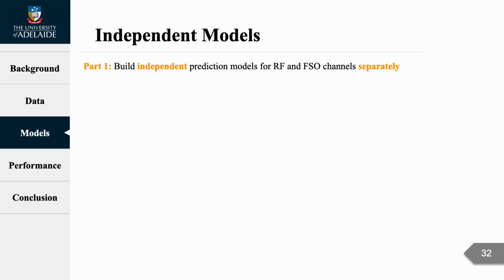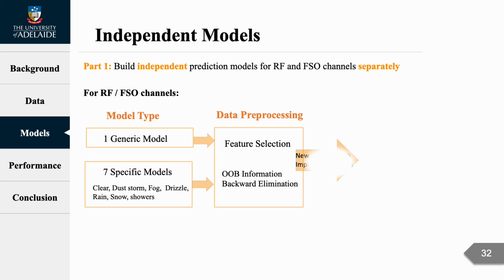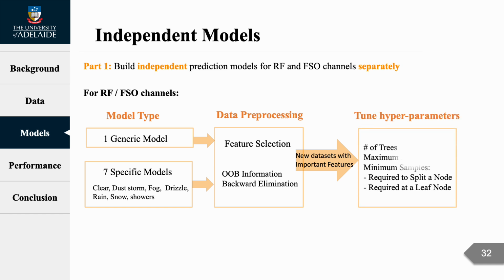Summing up the process for the independent models. For both RF and FSO channels, I built one generic model and 7 specific models. Then, for each dataset, I apply feature selection to get a refined new dataset containing only the most important features. After that, I train a random forest on each new dataset and tune key hyperparameters to optimize our models.